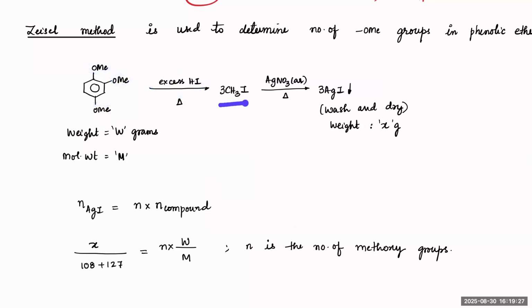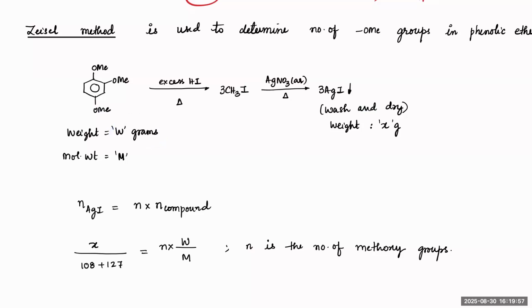So definitely I'll get 3 moles of methyl iodide: 1, 2, 3. Then you react with AgNO3 and heat. All of these iodides will combine with silver to form 3 moles of AgI. And this is a precipitate, so you wash it, dry it, then weigh it. Let's say the weight is X grams and the original weight of this compound is W grams.